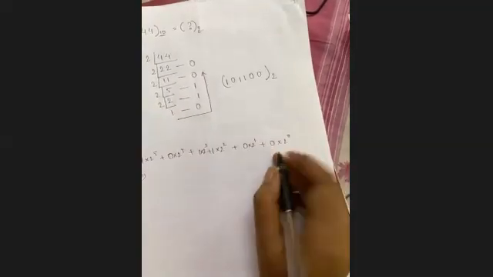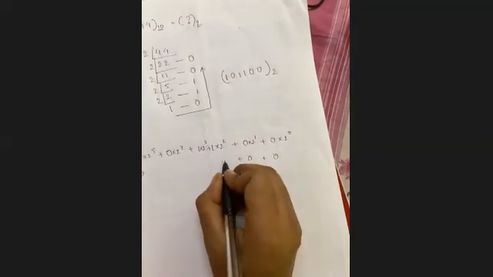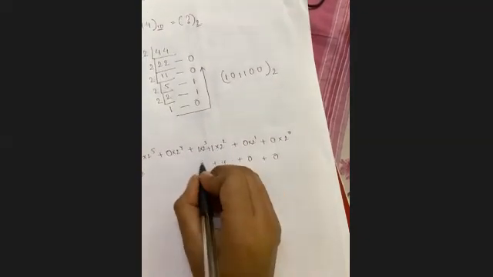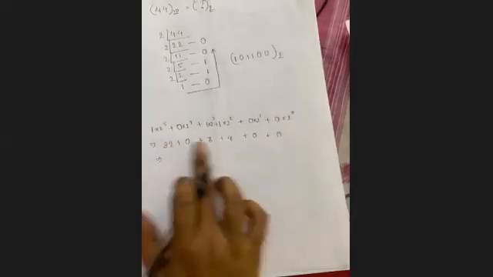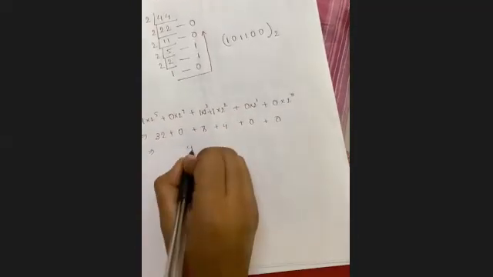So for this, you can see it's 0. Again, it's 0. 2 to the power 2 means 4. 2 to the power 3 means 8. This is into 0. And 2 to the power 5 means 32. Add up all these values. 32 plus 8 is 40. 40 plus 4 is 44.